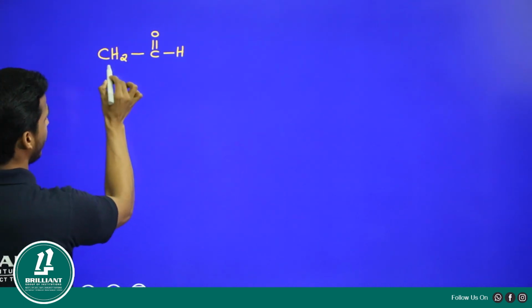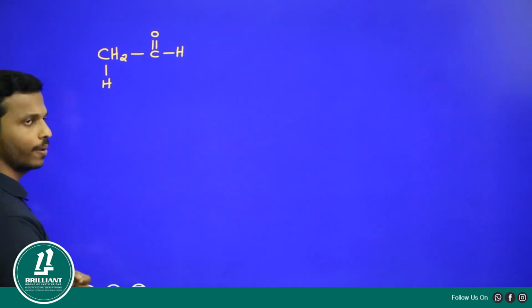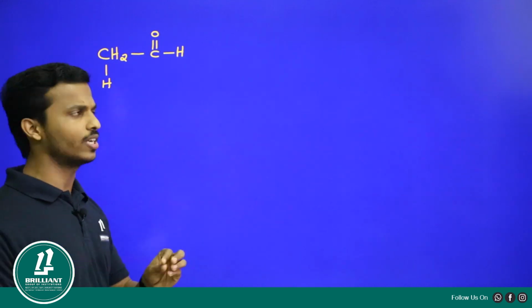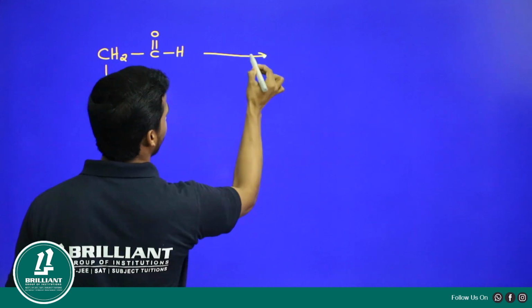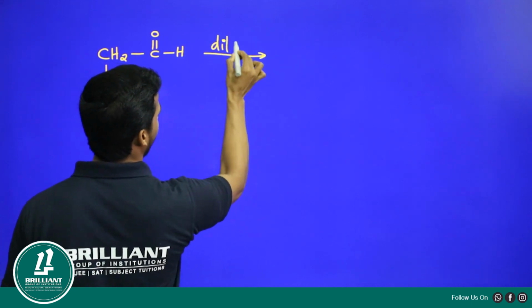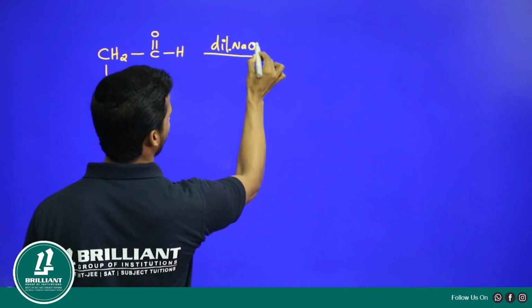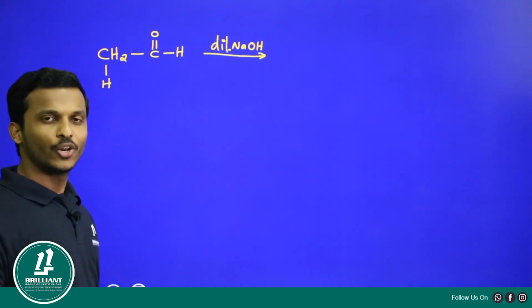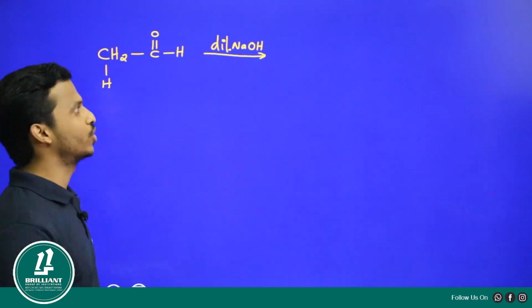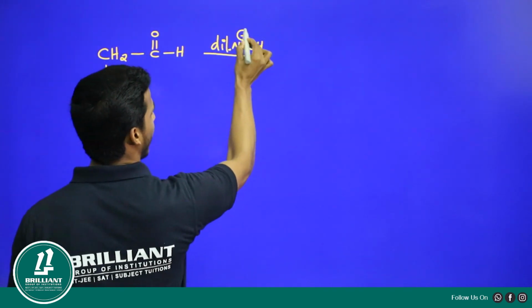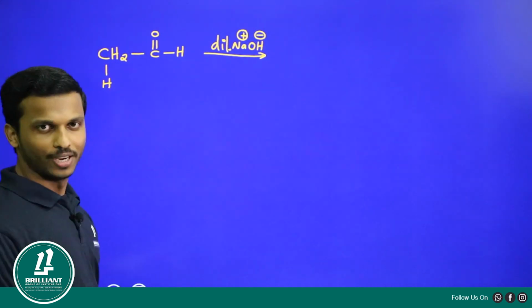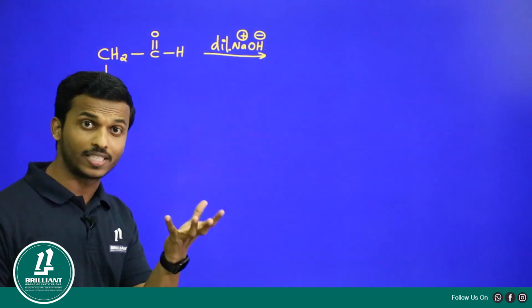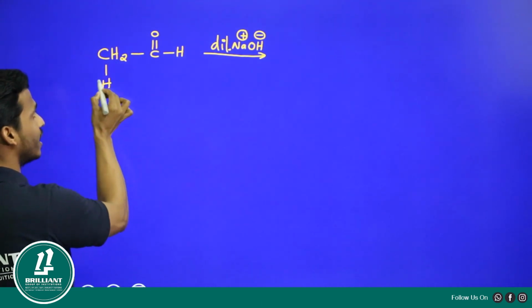Let me write just one of the alpha hydrogens like this, CH2H. And it is reacting with dilute NaOH. The NaOH species contains Na plus and OH minus, right? What will happen? OH minus is the basic part and this hydrogen is the acidic part.